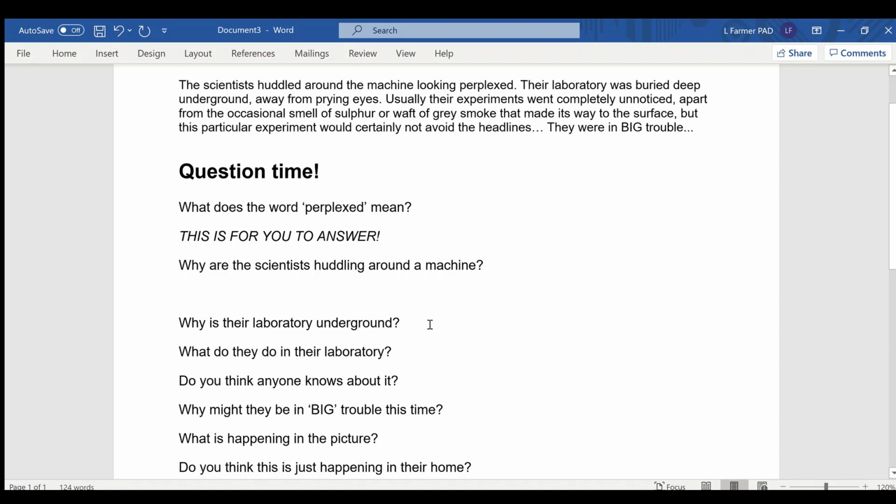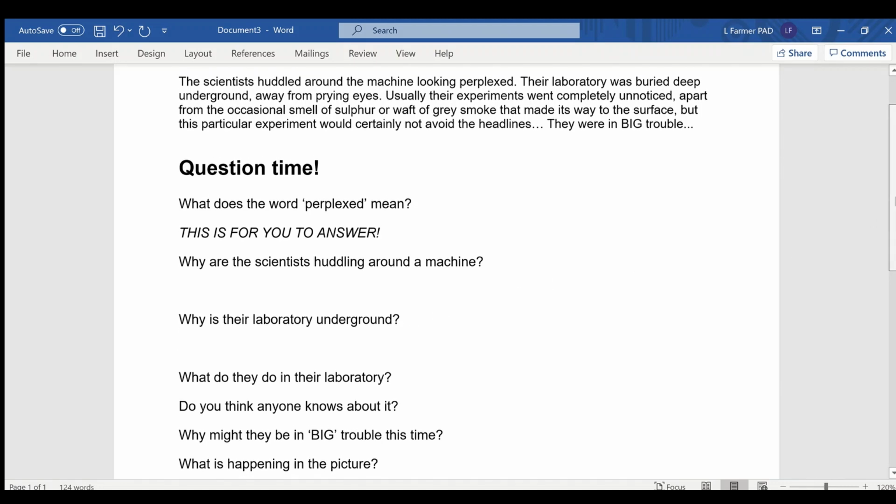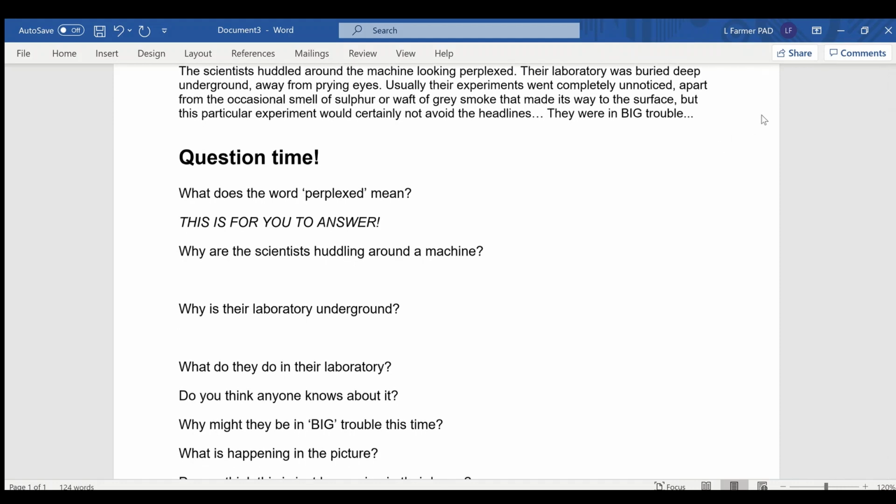Why is their laboratory underground? Well, it looks like they were probably doing something that they didn't want people to know about. Maybe they were worried it would go wrong, who knows, and it probably looks like this particular experiment's gone wrong. Obviously, it doesn't look like they were intending to turn it into an anti-gravity machine because, if we go back to our picture again, it's very clear that there's been a big impact on the way gravity is acting on Earth.